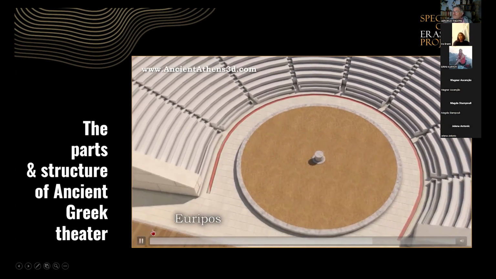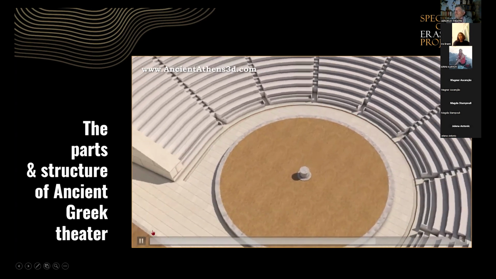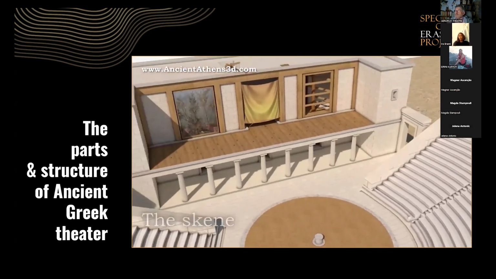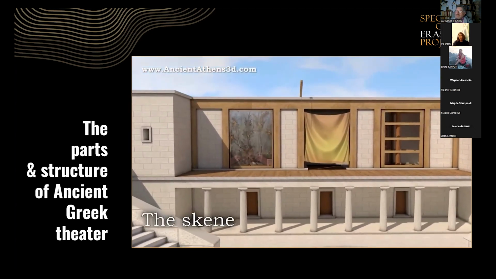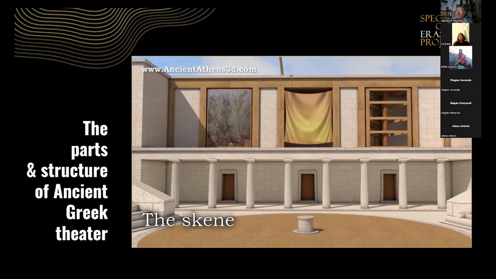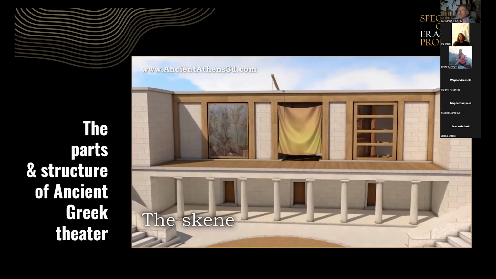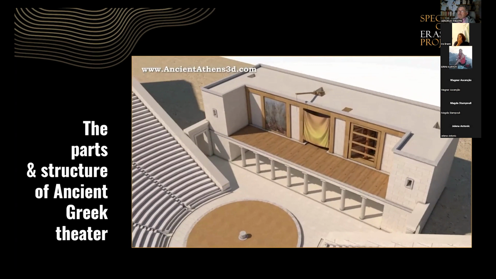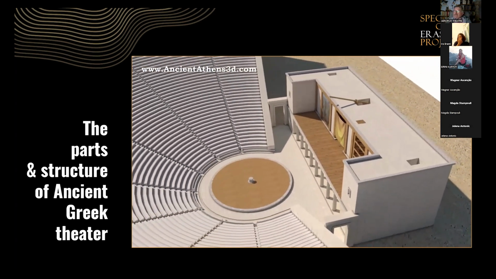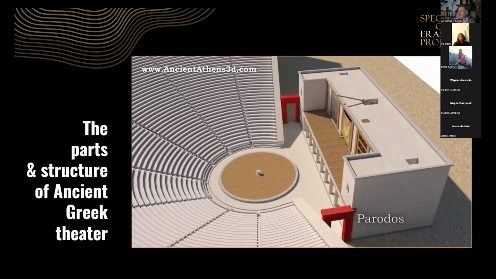Let's continue. The Skene building was the actual stage where the actors stood and had a complex function. It was used as a storage space, as a dressing room, and as a backdrop that was transformed depending on the play. To the right and left of the Skene were the paradoi, the entrances for the spectators and the actors too.